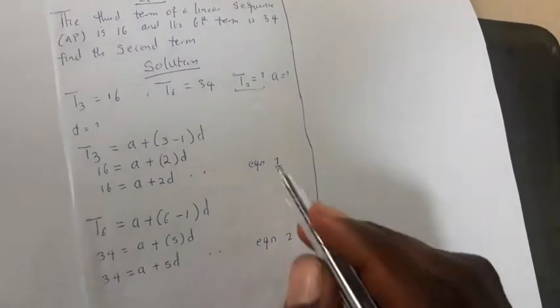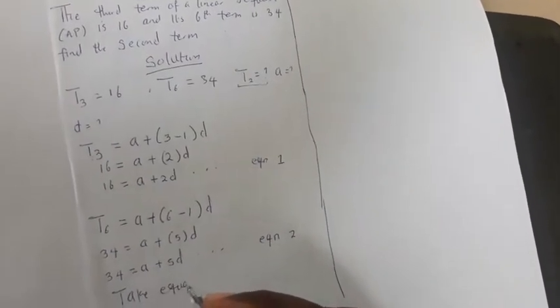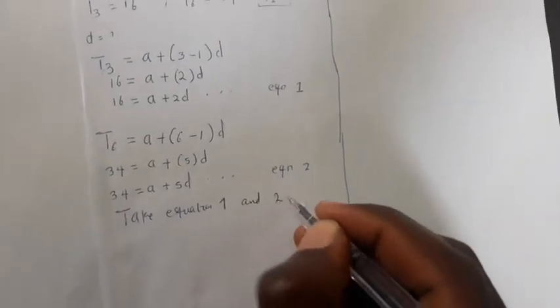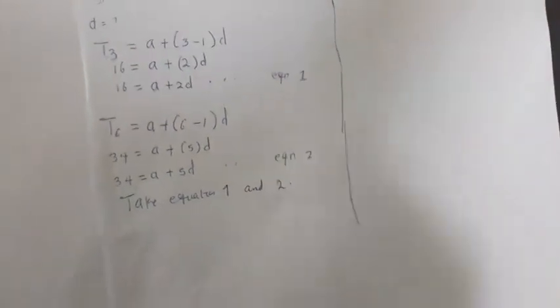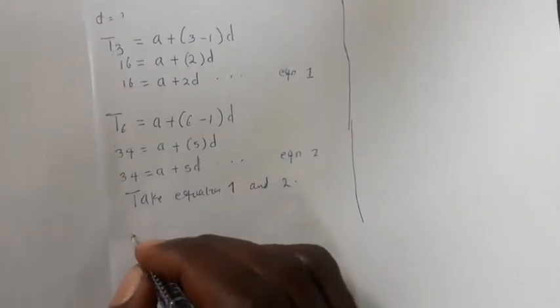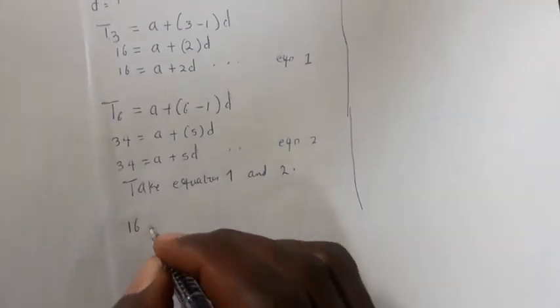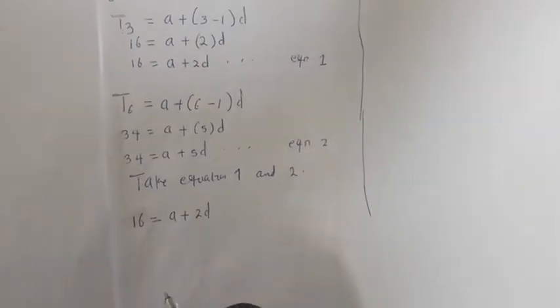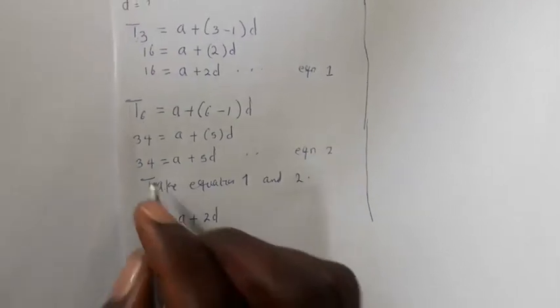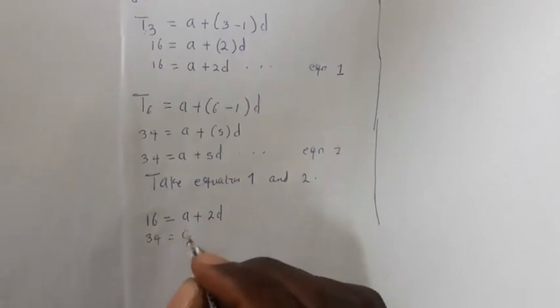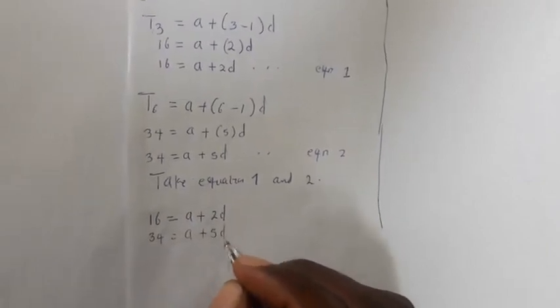So taking equation 1 and 2 now, let's take equation 1 and 2. All right, this is our equation 1, this is our equation 2. Let's take them together. We have 16 equals A plus 2D, and the second one is 34 equals A plus 5D.